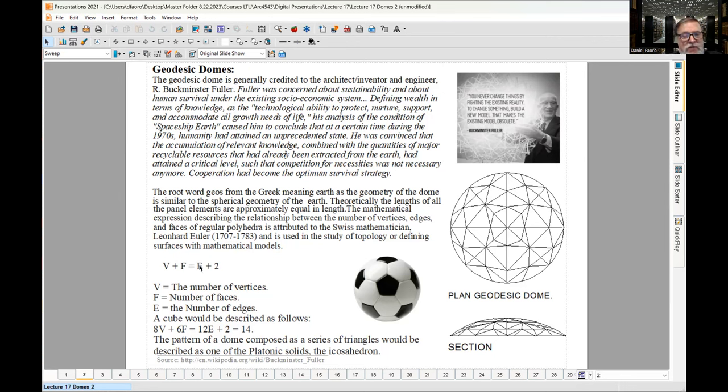And so our formula for developing geodesic domes by Fuller would say V, the number of vertices or intersecting points, is equal to, plus F, the number of faces or surfaces of the pieces, E is the number of edges that they create, plus two. So he says you can form or model any surface using this formula. A cube would be described as 8V plus 6F or 12V plus 2 equal to 14.